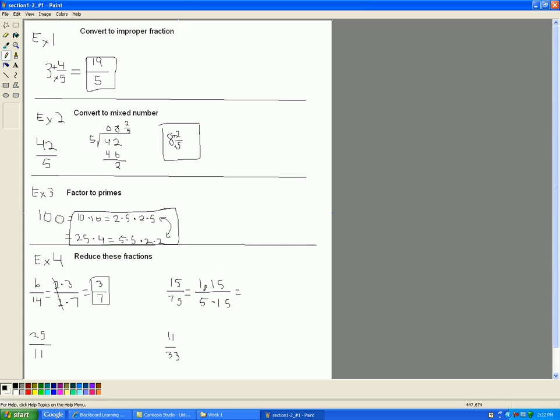So 1 times 15 over 5 times 15, we see the 15s are in common. They can cancel out, and all we're left with is 1/5. And that doesn't reduce any further, so 1/5 is our answer there.